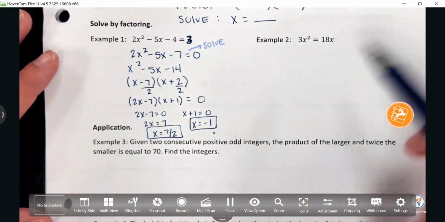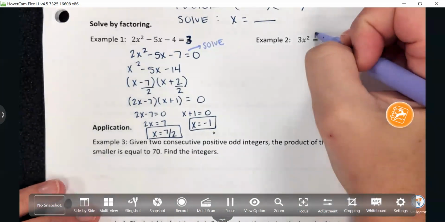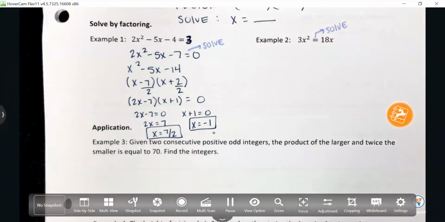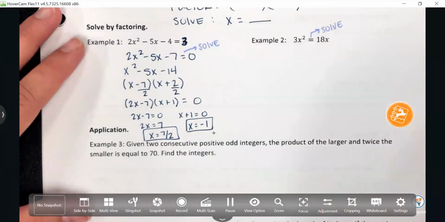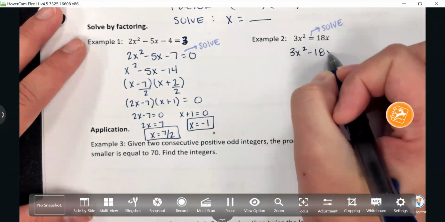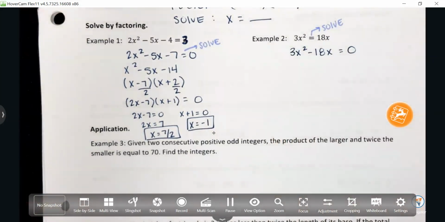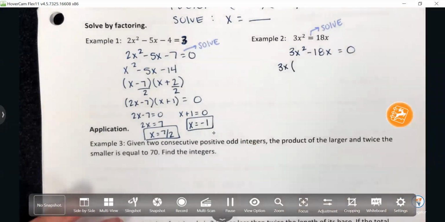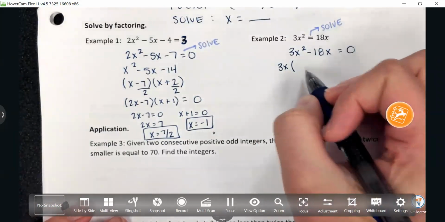All right, so example number 2. First thing I know is I'm solving right here because there's an equal sign, so I have to solve. Before I can solve, I have to set it equal to 0. So 3x squared minus 18x equals 0. What can I do to 3x squared and 18x? What do they have the same? What is that, GCF? 3 what? 3x. So I'm going to factor out a 3x.